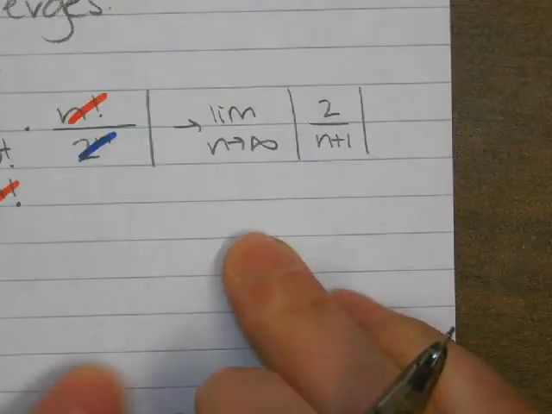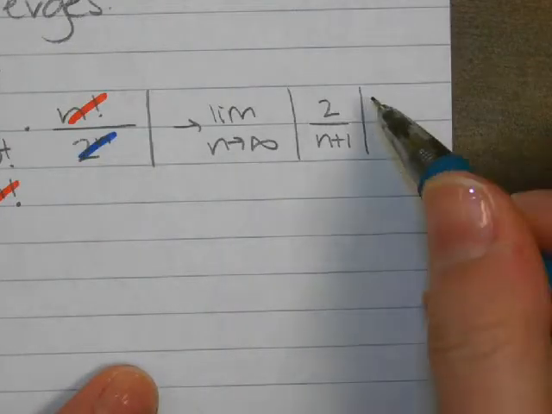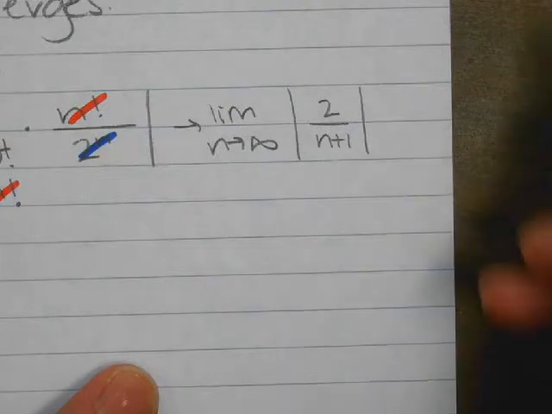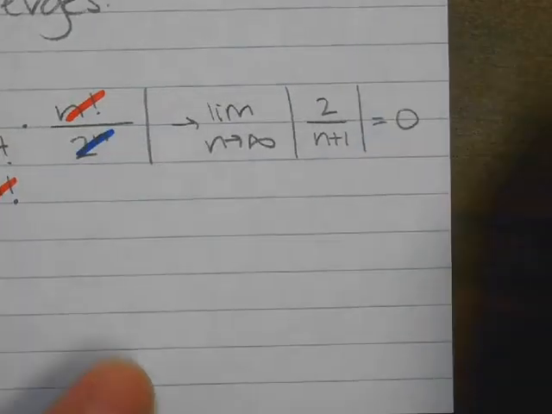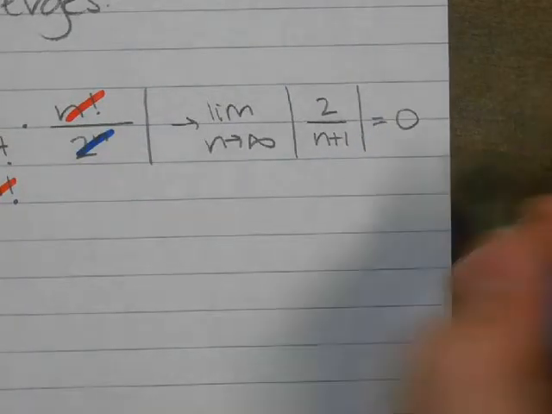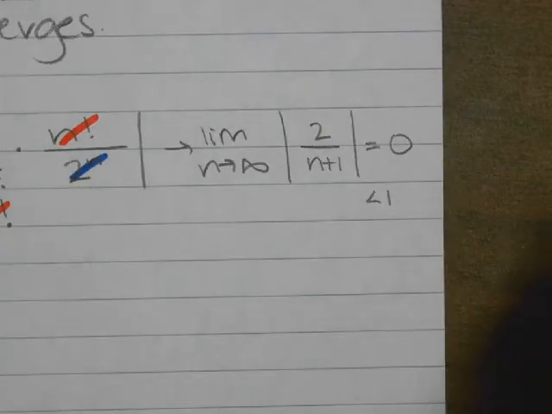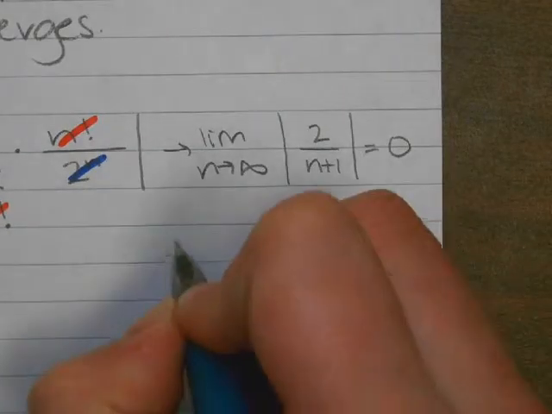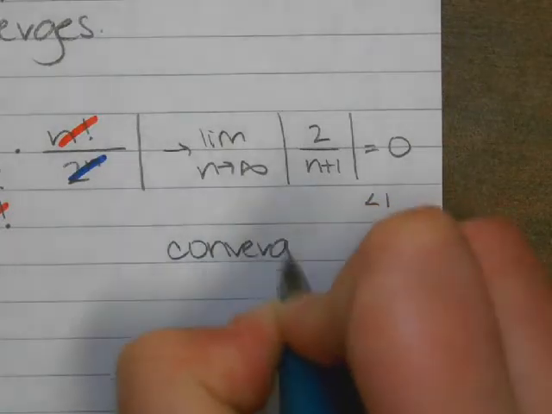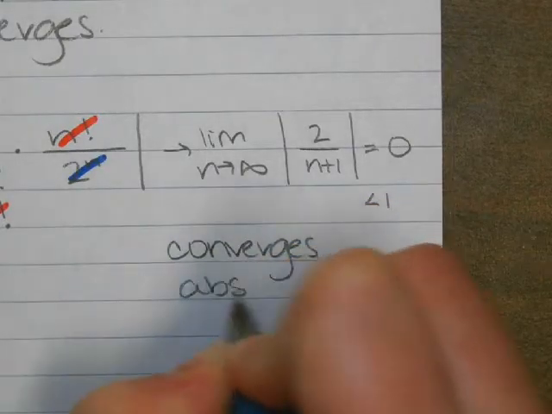And so if I evaluate that limit, 2 over n plus 1, where the n is going to infinity, that would definitely be 0. 0 is less than 1, and so my conclusion with this problem is that that series converges absolutely.